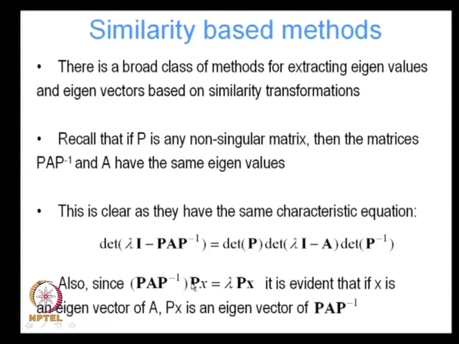Also, since P A P inverse operating on P x is equal to lambda P x, right, again this should be obvious, P inverse P is I. So, we have P A x, but again A x is nothing but lambda x. So, this means that P x is an eigenvector of P A P inverse, right. P x is an eigenvector of P A P inverse.